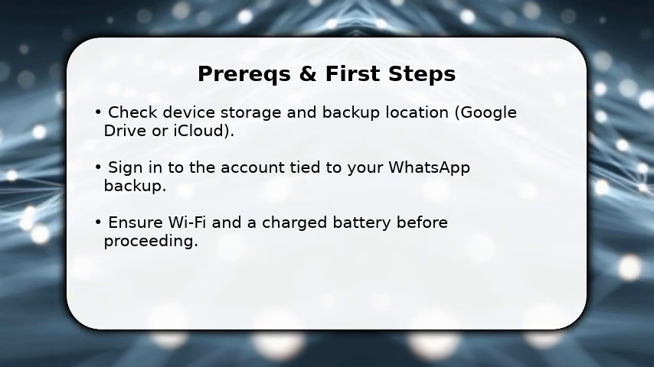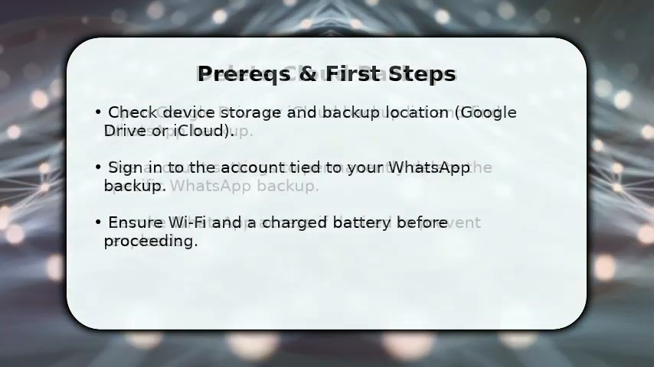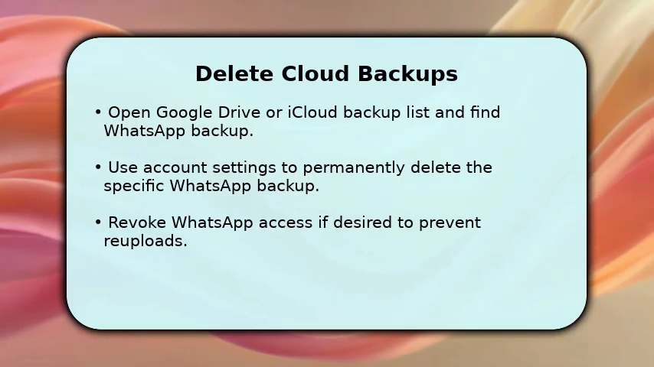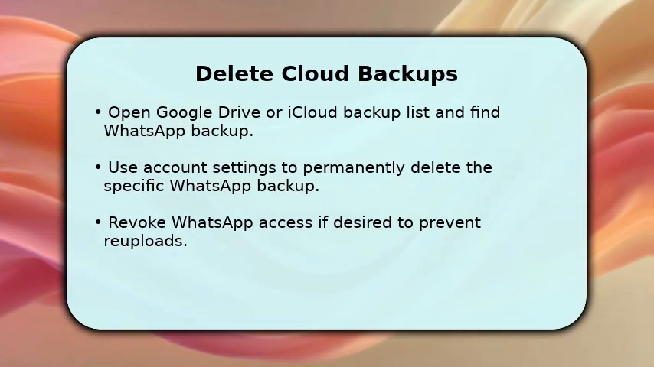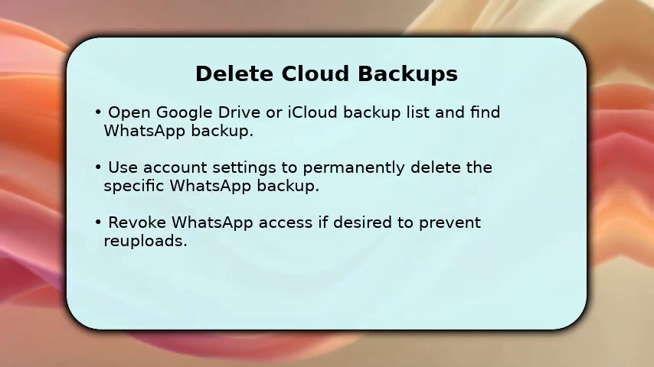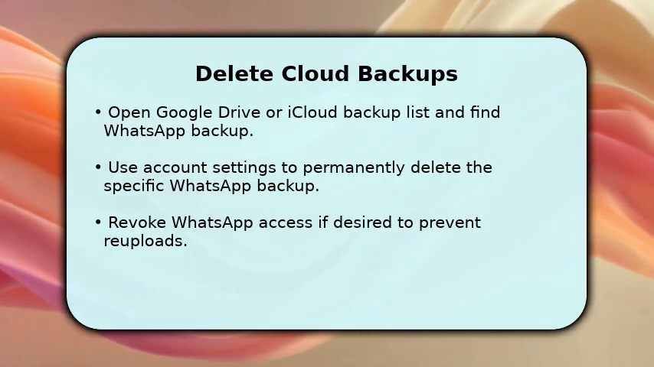Now go into the cloud service where the backup lives and find the WhatsApp backup entry. This is usually listed under App Backups. Select Delete and confirm permanent removal. This erases the cloud copy, not just a reference.